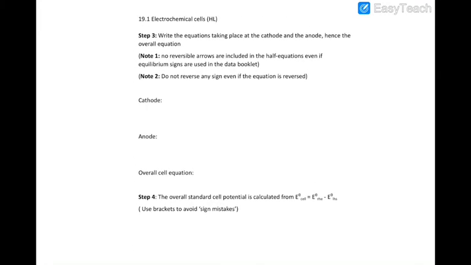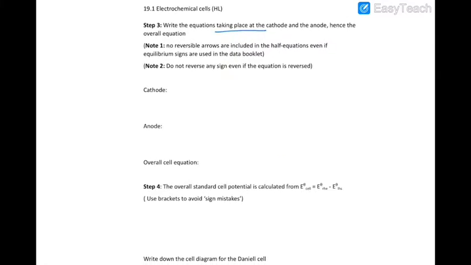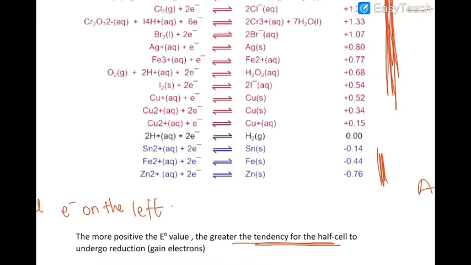Now we're going to write the equations, placing the cathode and the anode, to determine the overall equation. The reduction reaction is going to stay the same. At the cathode, the equation is going to be the same as it is in the data booklet. So I'm going to look at the equations. I have a solution of Cu2+ in contact with copper. So this is the half equation in question. This is reduction, so it's going to stay as it is.